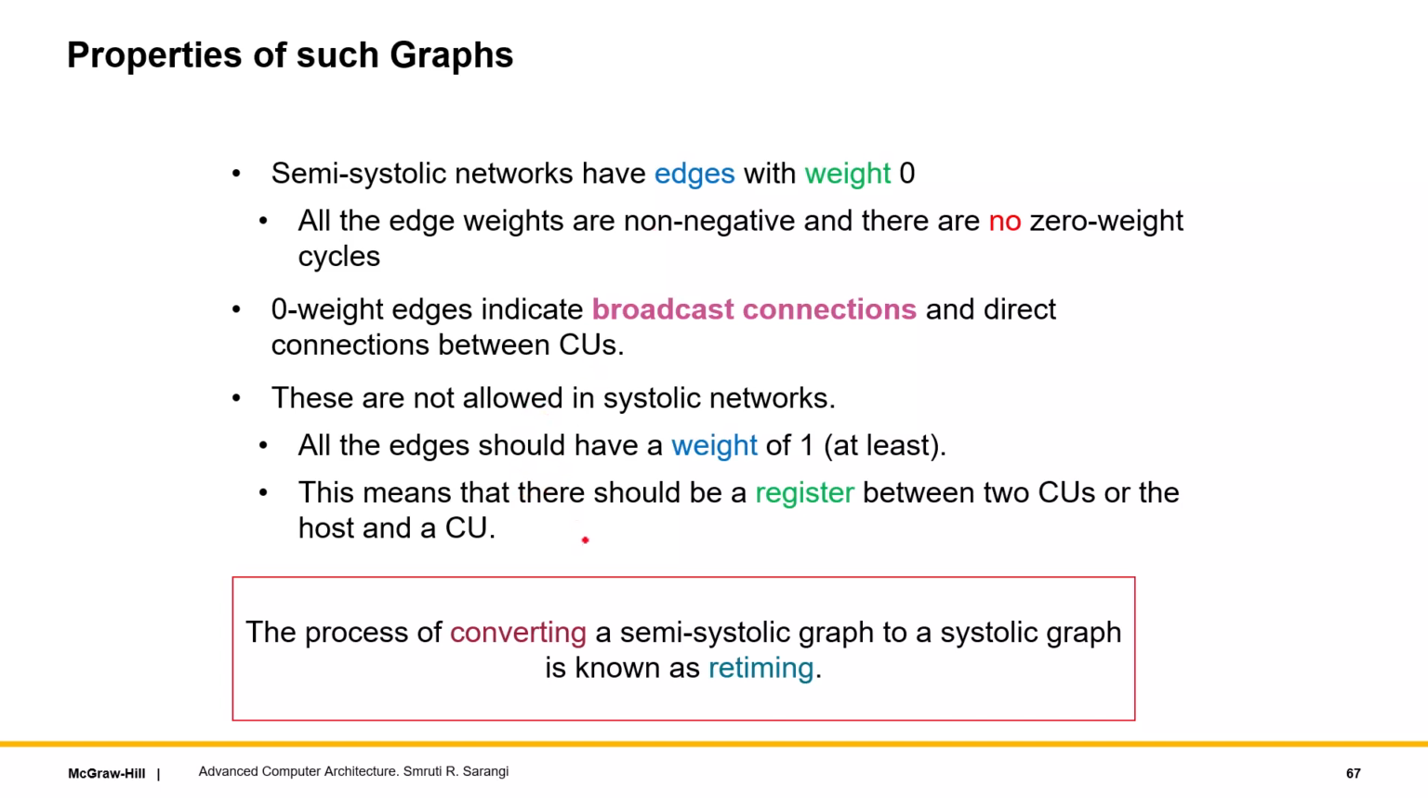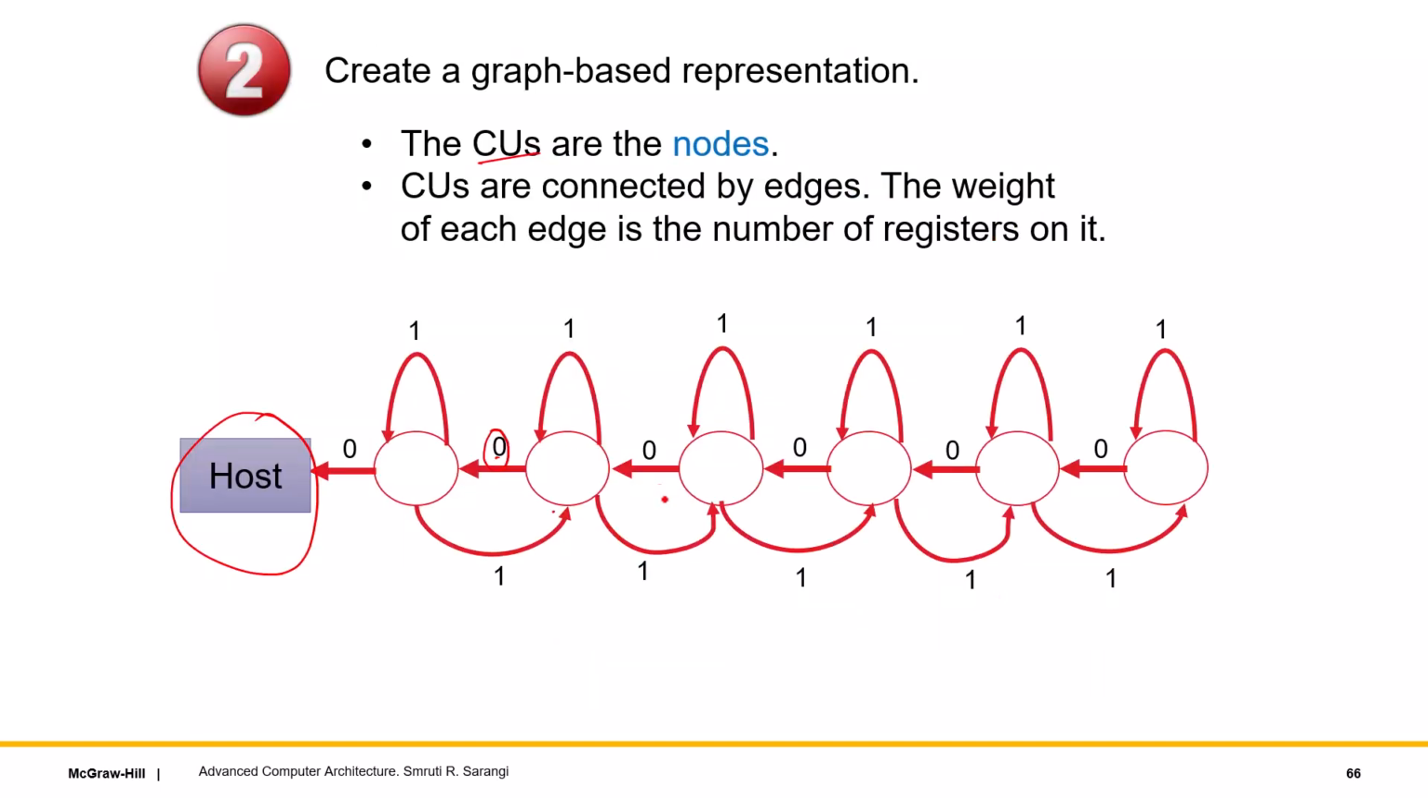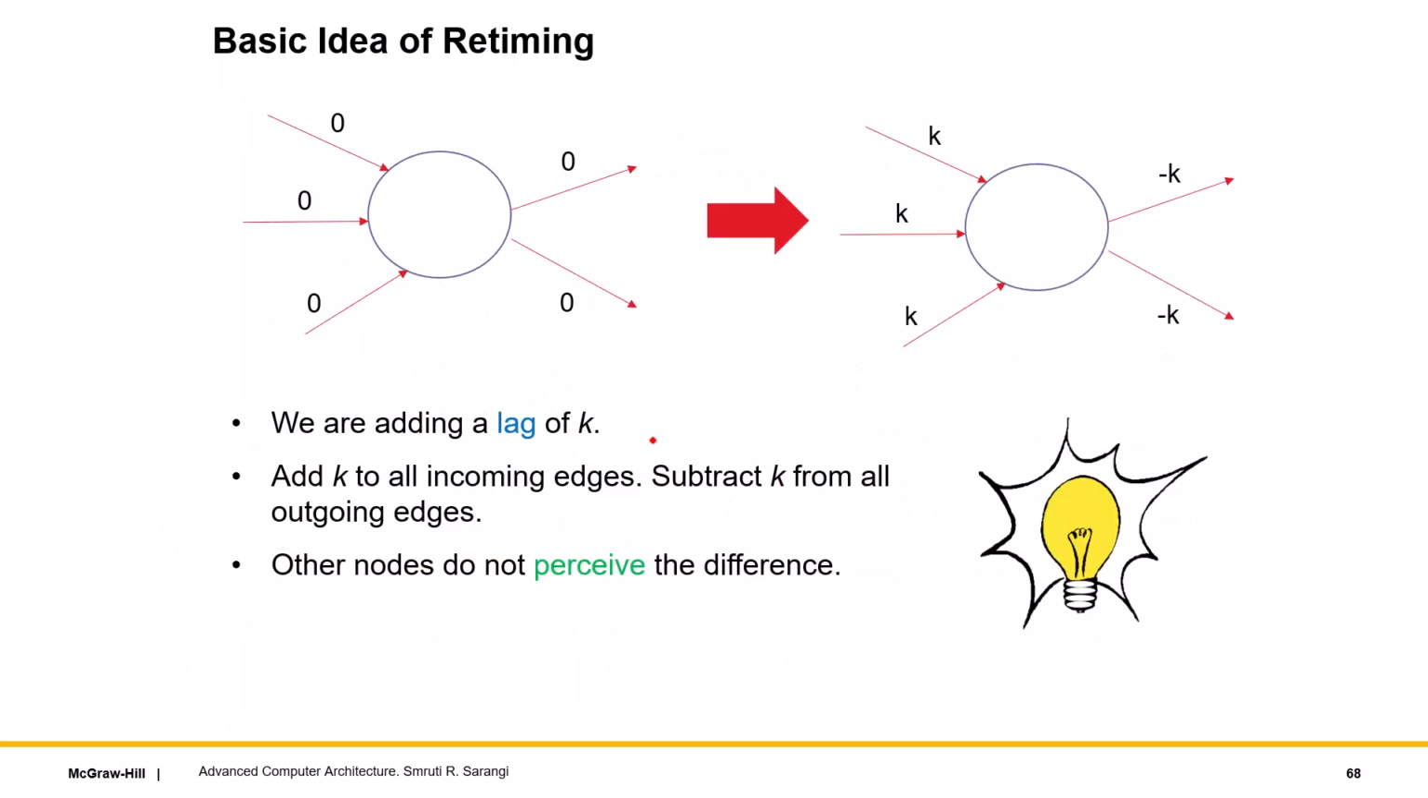So the idea now is that we will use some of these ideas and try to convert a semi-systolic graph to a systolic graph, such that we have an alternative graph where every edge has a non-zero weight, which is what we want. So the basic idea of retiming is like this. Let us assume this is a combinational unit and you have edges entering it and you have edges exiting it.